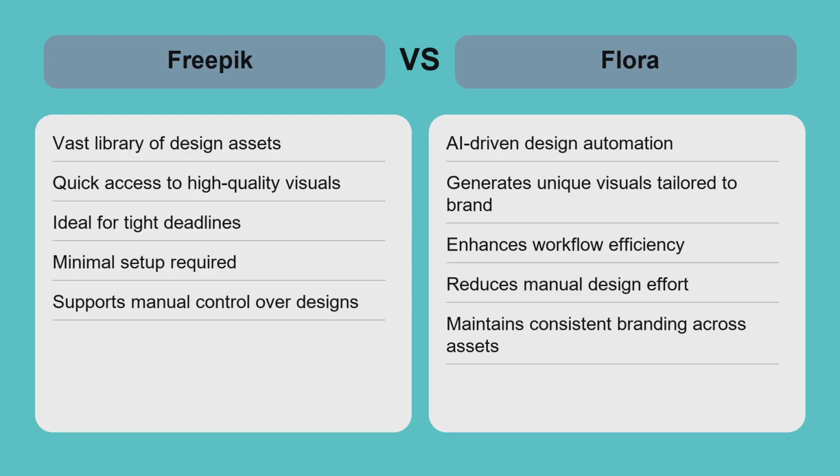Freepik excels in providing a massive library of ready-to-use design assets, perfect for users needing quick, professional visuals with minimal setup. It's ideal for projects with tight deadlines or when a wide variety of styles is required. Flora, in contrast, offers AI-driven customization, generating unique designs tailored to specific brand guidelines and creative goals. This makes Flora better for users seeking automation and personalized design workflows.